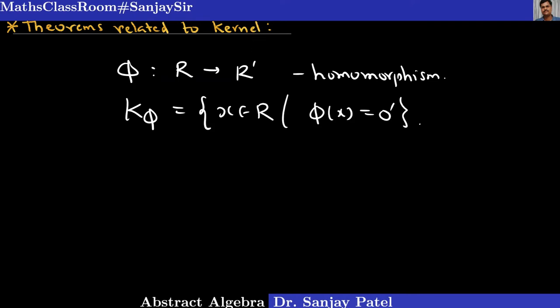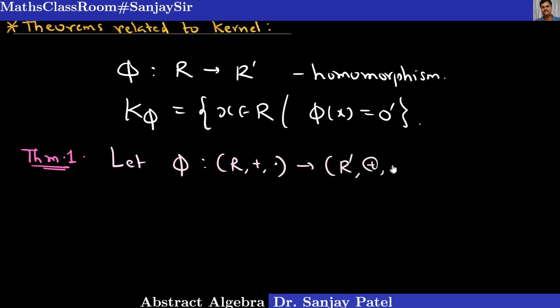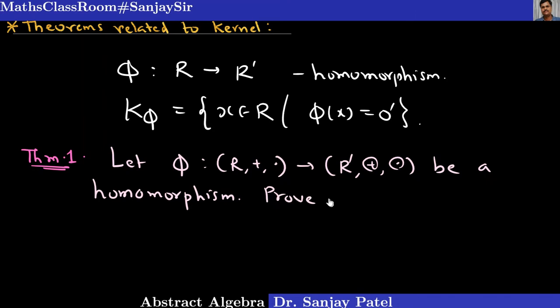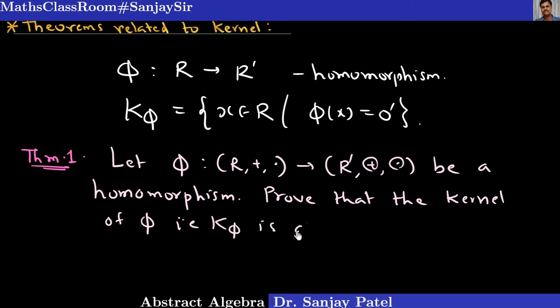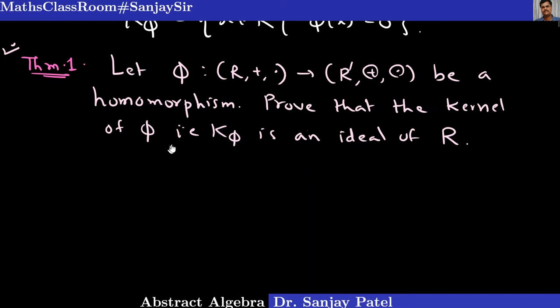Let us start with the first result, a very important one related to kernel of homomorphism. Let phi from R plus dot to R dash plus circle dot circle be a homomorphism. Prove that the kernel of the homomorphism phi, that is the set K phi, is an ideal of the domain ring R. A very, very important result. A kernel is always an ideal of the domain ring. Let us prove.